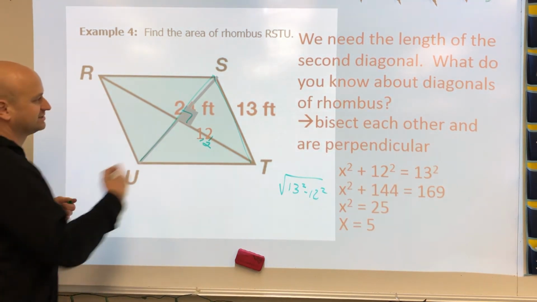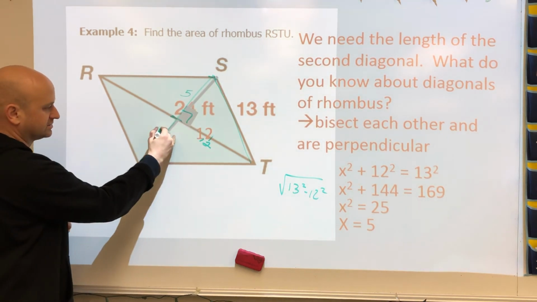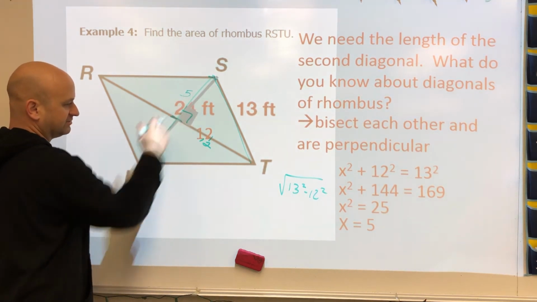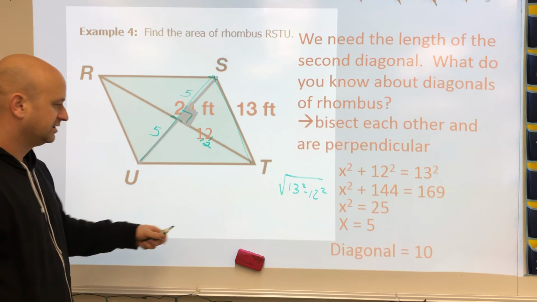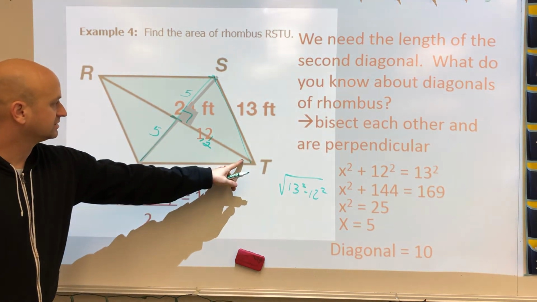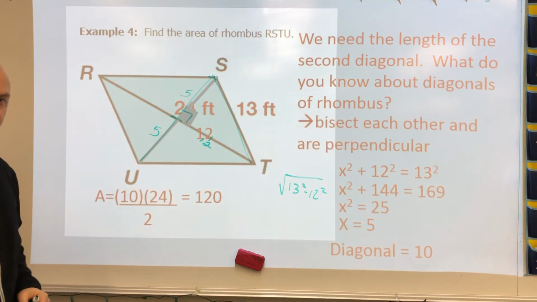So now we're not done. That only tells us this part here is 5. And this part here is 5 too, because the diagonals are bisected. And so now we have a length of 10, right? And we have a length of 24, the original diagonal, and then the one we calculated. And we would get an area of 120.